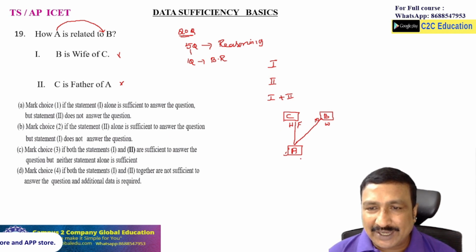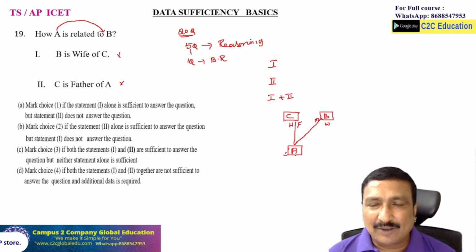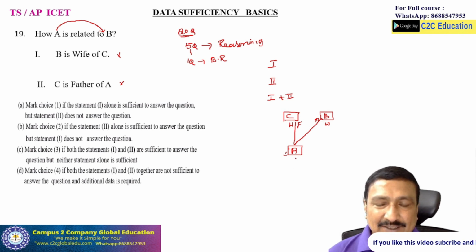Here we don't know A's gender. If you know A's gender clearly, we can say the relation. Suppose A's gender is male, we can say A is the son of B. And suppose A's gender is female, we can say A is the daughter of B. But here we don't know A's gender, so that's why we cannot decide the answer for this question. So the answer for this question is the fourth option, friends.